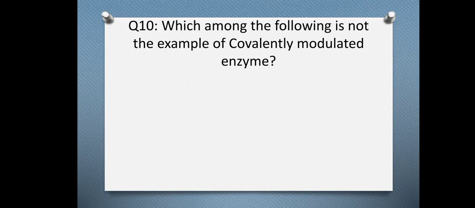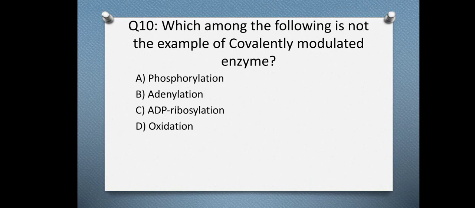And the last question, question number 10: which among the following is not an example of a covalently modulated enzyme? We have seen different types of enzyme regulation, and this one is also a type of enzyme regulation, covalently modulated enzyme. Options are option A, phosphorylation, option B, adenylation, option C, ADP ribosylation, and option D, oxidation. So the correct answer of this question is option D, oxidation.